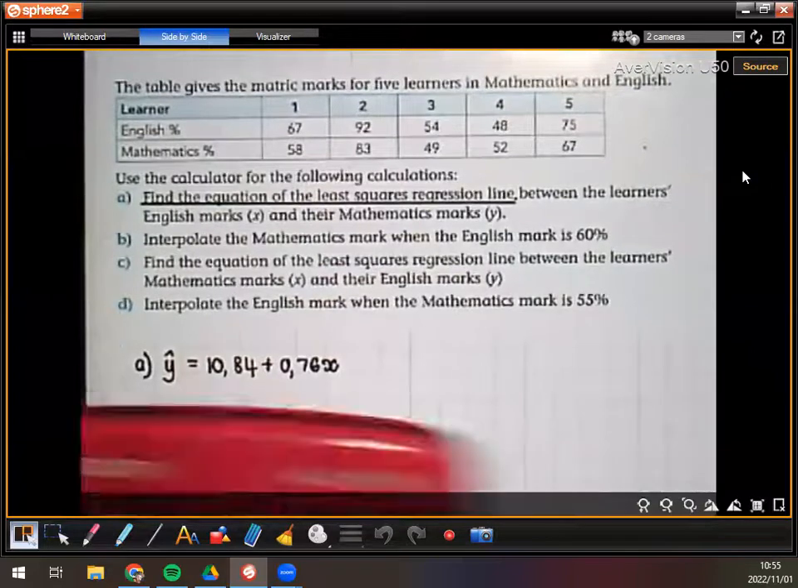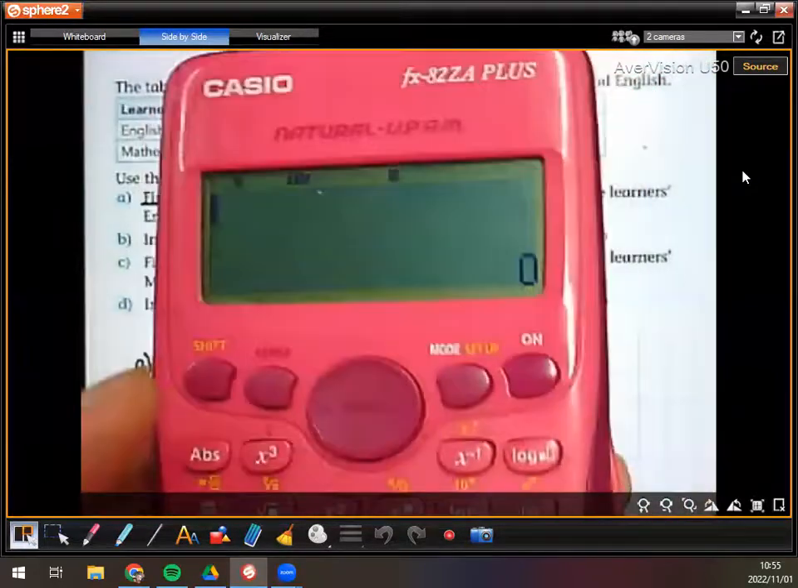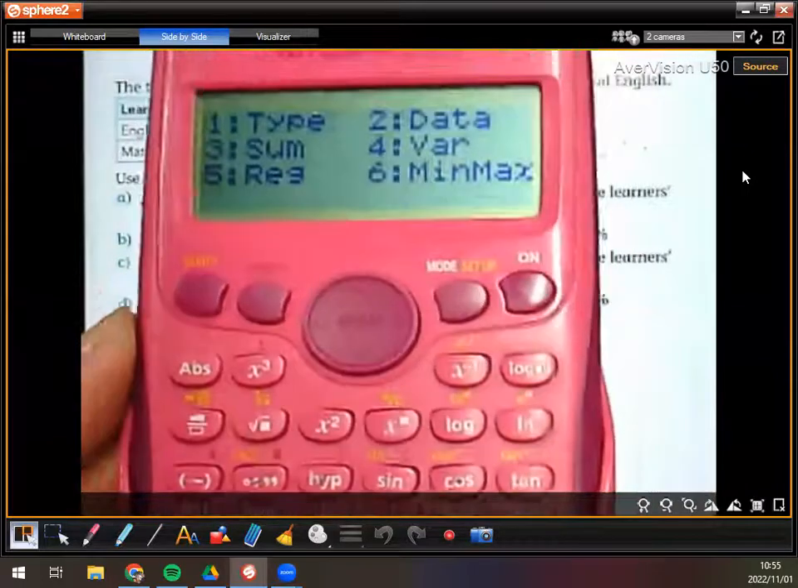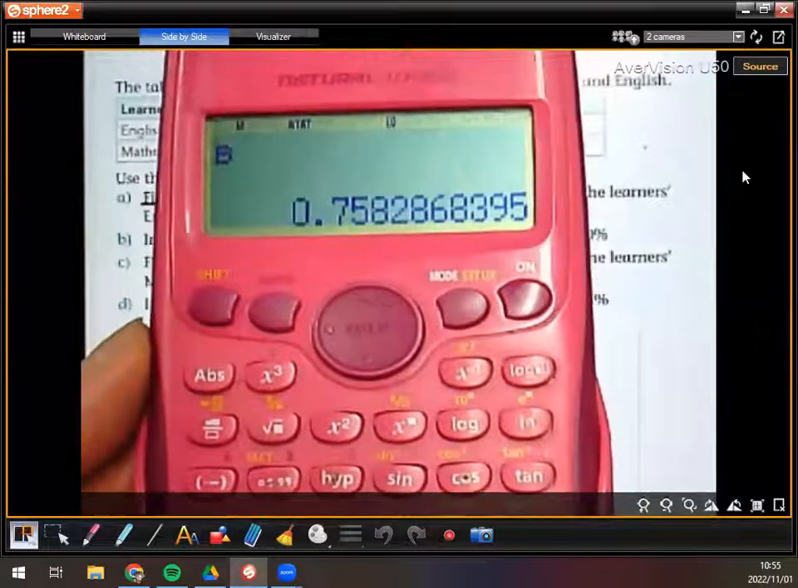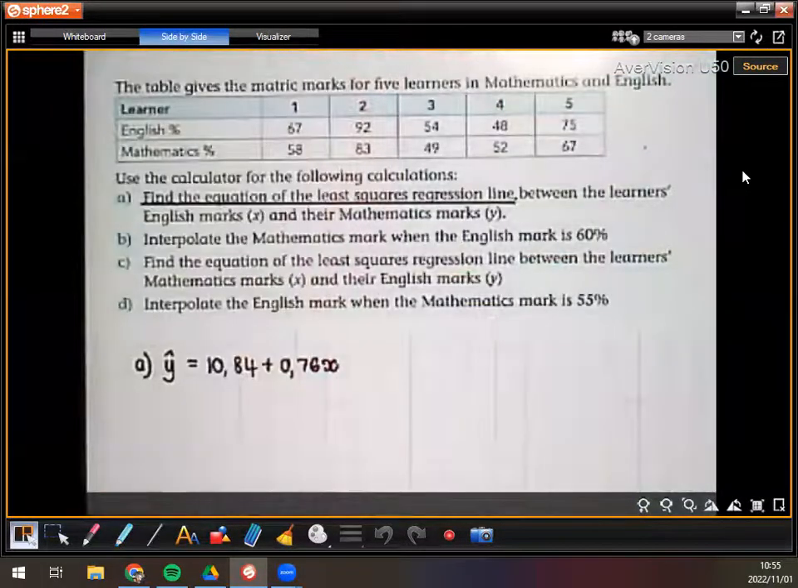10,84, all right. And then for your B value, you just press shift and 1 again, 5 for regression, 2 for B, equals 0.76. Yes.